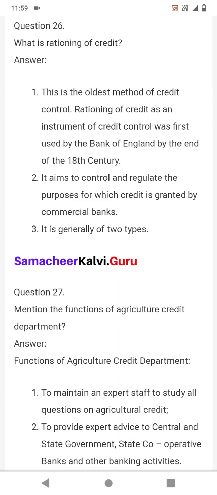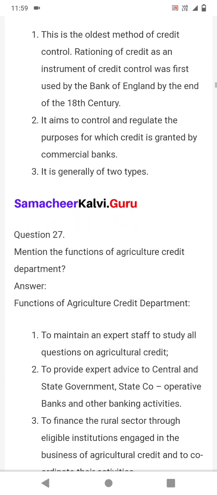Next question, what is rationing of credit? Rationing of credit is the oldest method of credit control. Rationing of credit as an instrument of credit control began in England by the end of the 18th century. It aims to control and regulate the purpose for which credit is granted by the commercial banks. It is generally of two types.